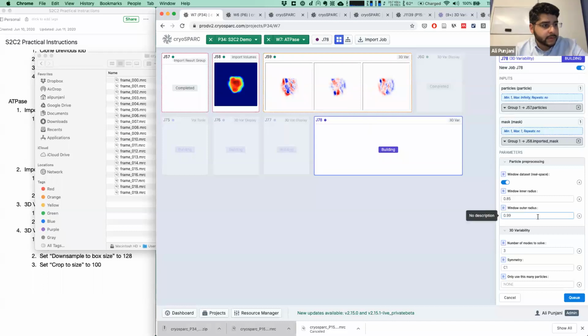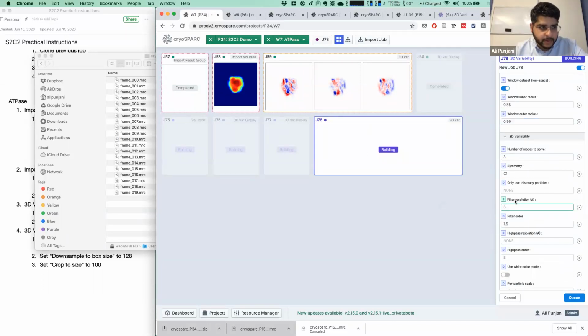Great question. So to clarify again, this filter resolution parameter is a very important parameter that should be set for 3D variability analysis. In fact, you have to set it to something to run the job. What it does is enforce that the 3D variability components that we solve are limited in their resolution. That effectively means we're looking only at the structure up to around 8 angstroms. It's not a sharp cutoff, it's a smooth fall off. So we're able to detect motions around that magnitude, maybe up to 10, 15 angstroms of motion.